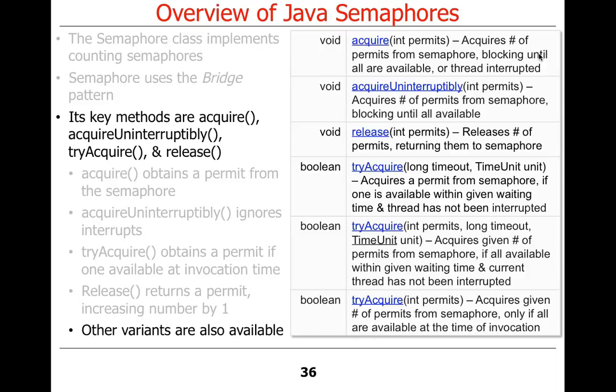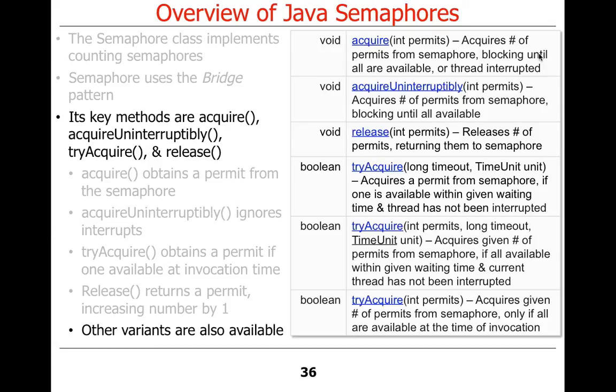There are also a bunch of other variants here as well, and I included them and gave the documentation. Basically, the main thing is, in addition to acquiring and releasing one semaphore at a time, there are also similar methods that are overloaded where you give the number of permits to acquire or release.